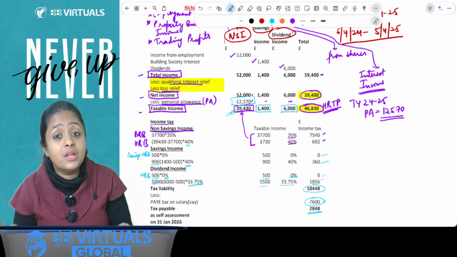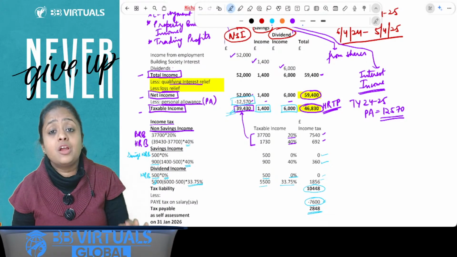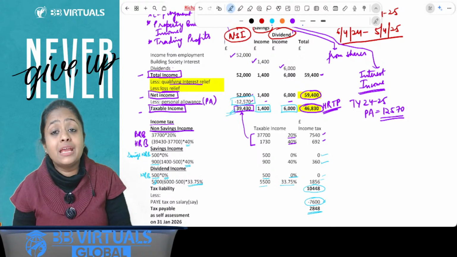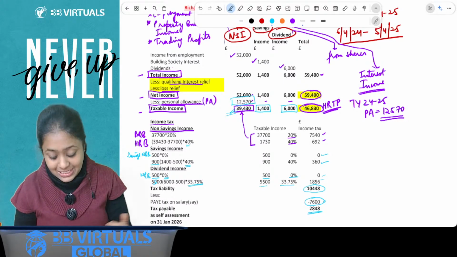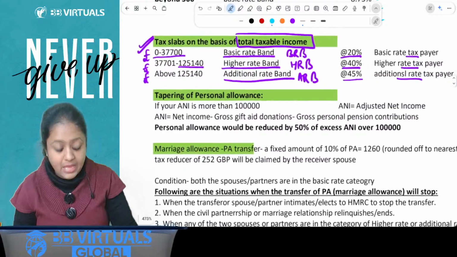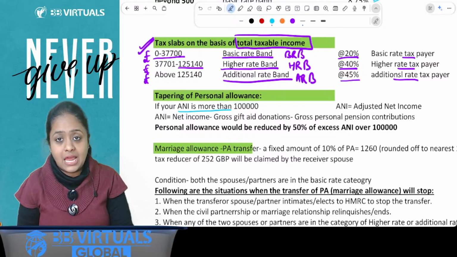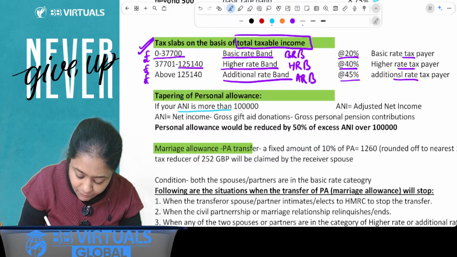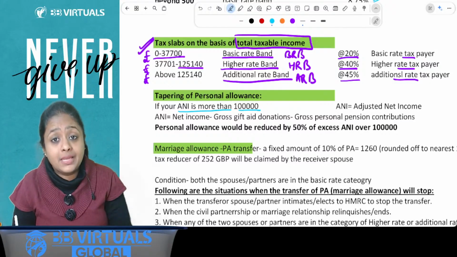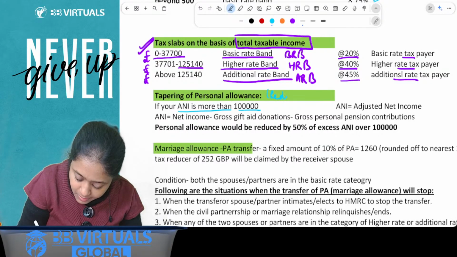The reduction will only take place when the adjusted net income of the taxpayer exceeds 1 lakh. Now the next question, ma'am, what is adjusted net income? I will explain that here, don't worry. If the adjusted net income of the taxpayer is more than 1 lakh, then your PA will be tapered, or we call it abated. Simply, it means your PA will be reduced.